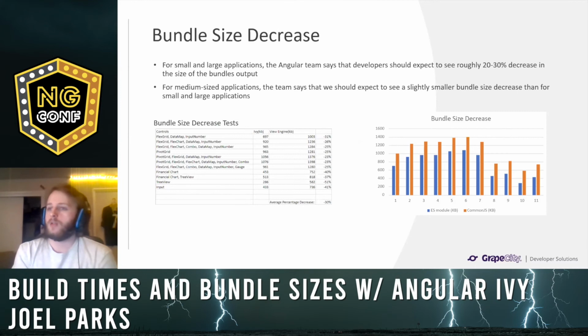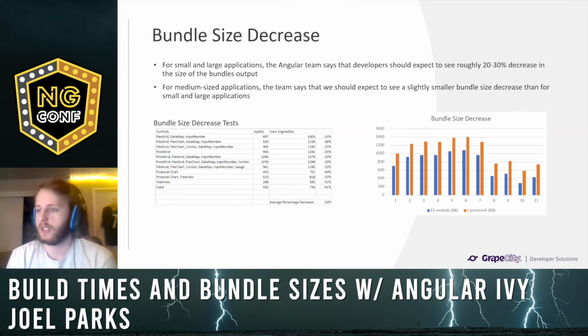And finally, we get to the actual bundle size decreases that you should expect to see. For small and large applications, the Angular team says that you should expect around a 20 to 30% decrease in the size of the bundle outputs. For medium-sized applications, it's a little bit smaller. In there, you're likely to see 15 to 20% instead of 20 to 30%.